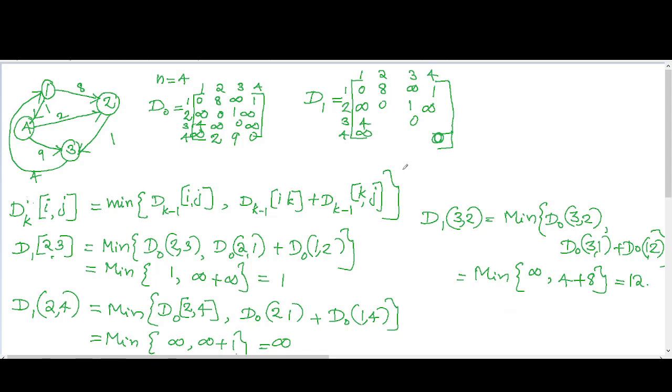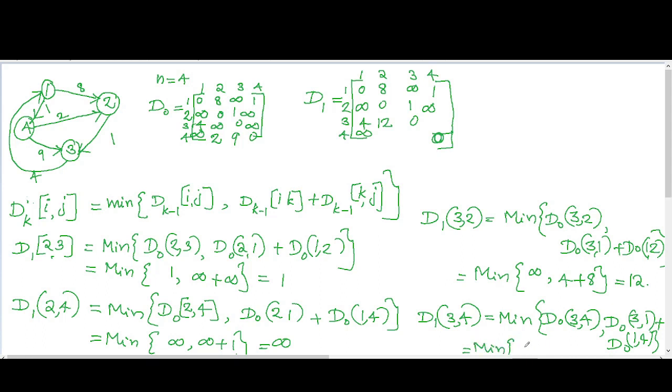Okay. So instead of here you can put 12. Similarly, you calculate D1 of 3, 4. D1 of 3, 4 is equal to the minimum of D0 of 3, 4, D0 of 3, 1 plus D0 of 1, 4. That is equal to the minimum of infinity, 4 plus 1. That is equal to 5. So here you can write 5.